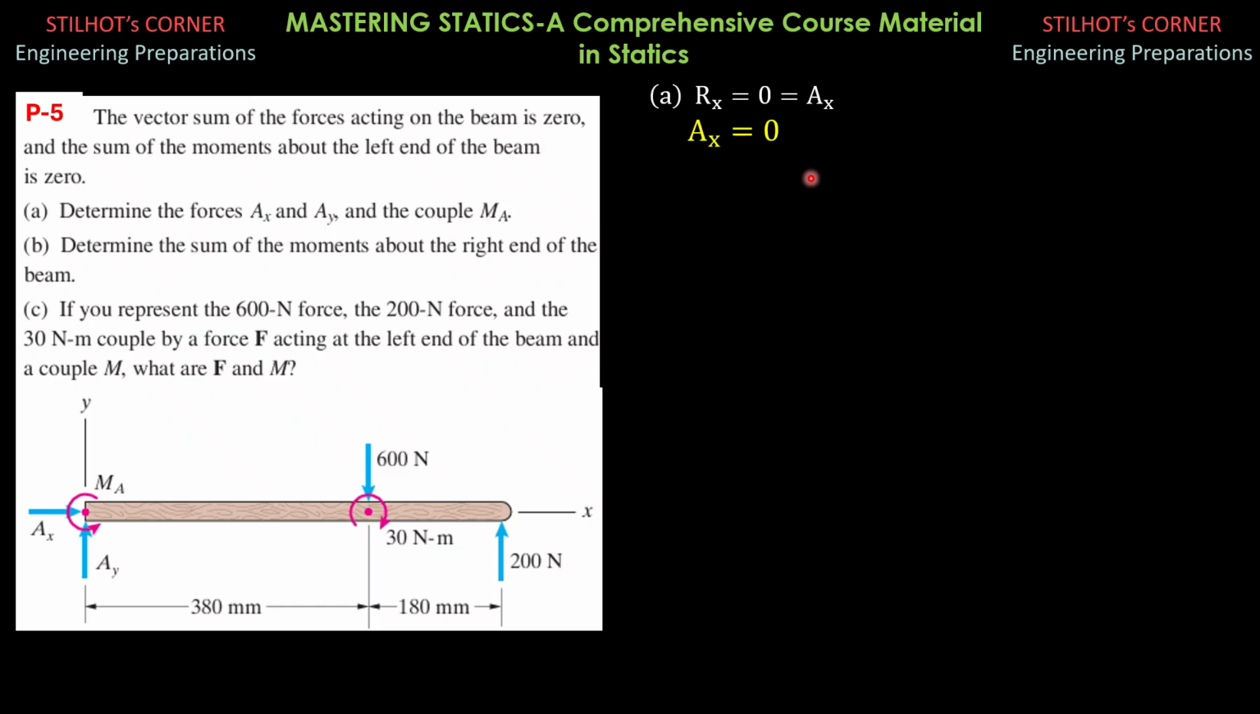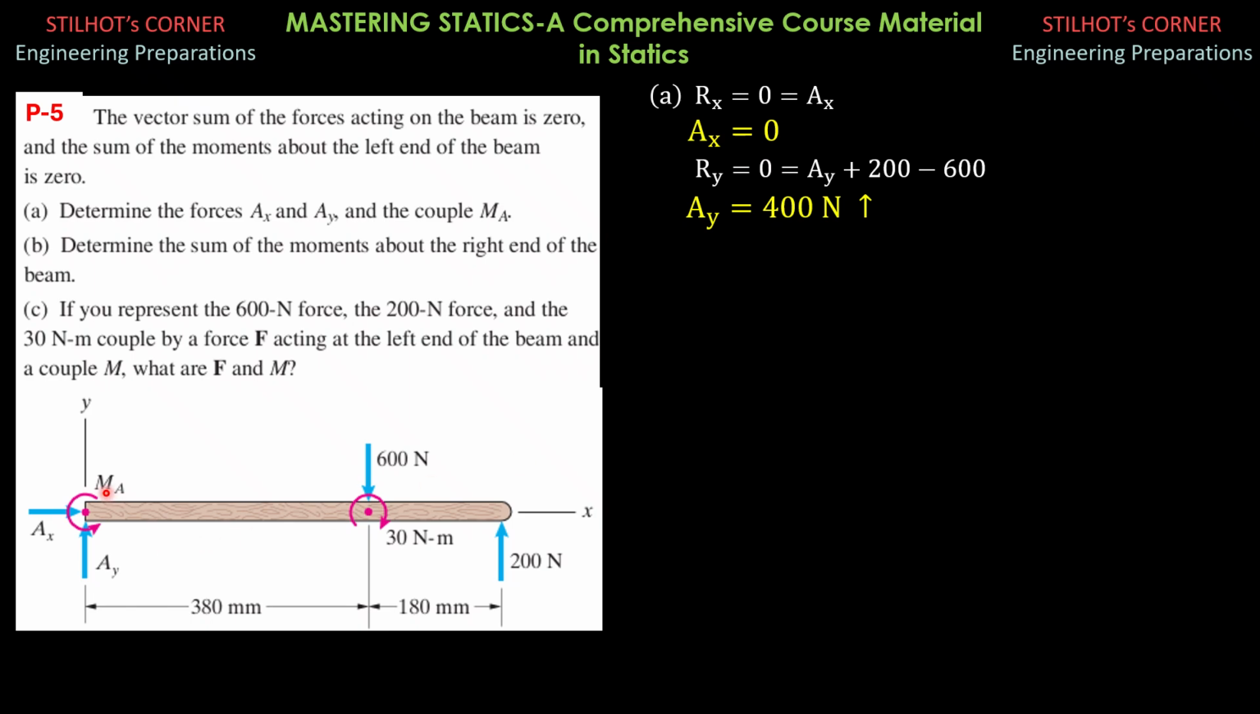Then likewise, Ry is 0. So from the figure, Ay plus 200 minus 600 equals 0. And Ay therefore is equal to 600 minus 200. So 400 newtons upward. That's Ay.